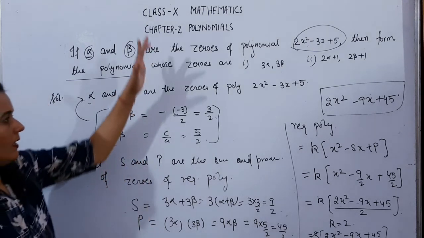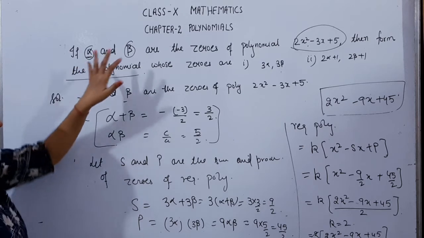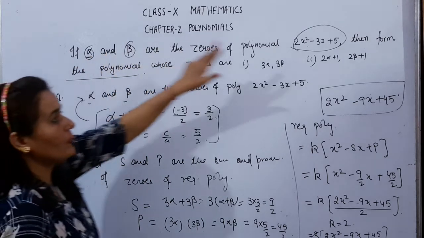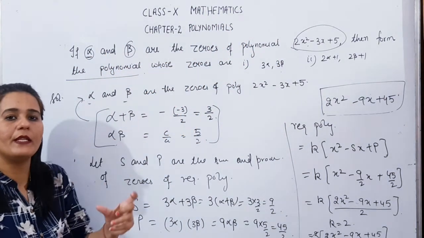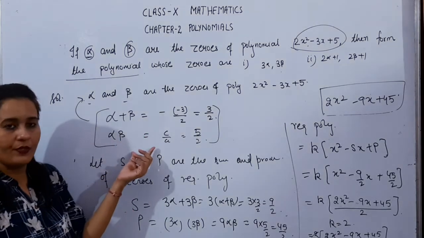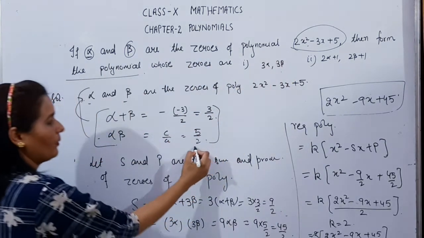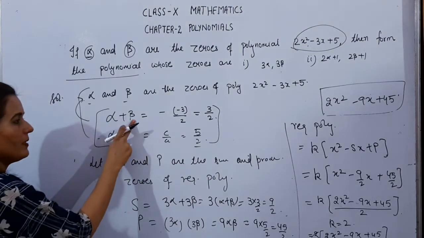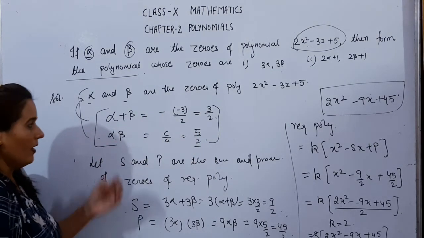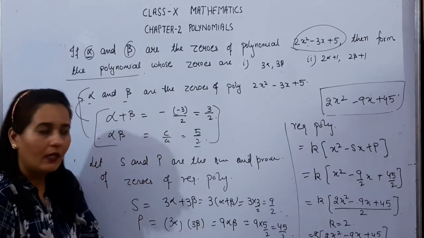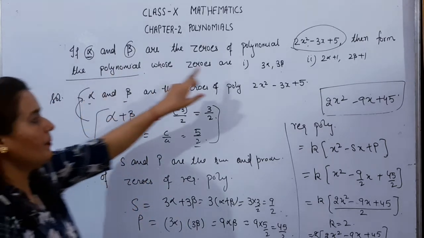Let me brief you once again what we have done. We have utilized the two zeros of this polynomial. We have utilized the relationship between the zeros and the coefficients. Up to here we have utilized alpha plus beta equals minus b upon a and alpha into beta equals c upon a. These values we will use further while writing the polynomial.